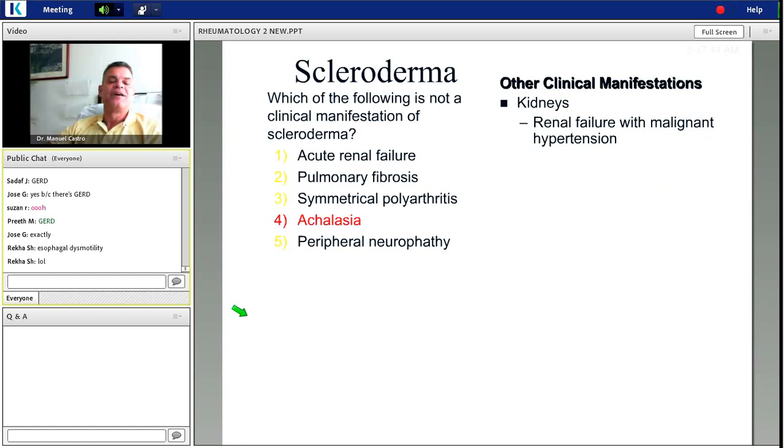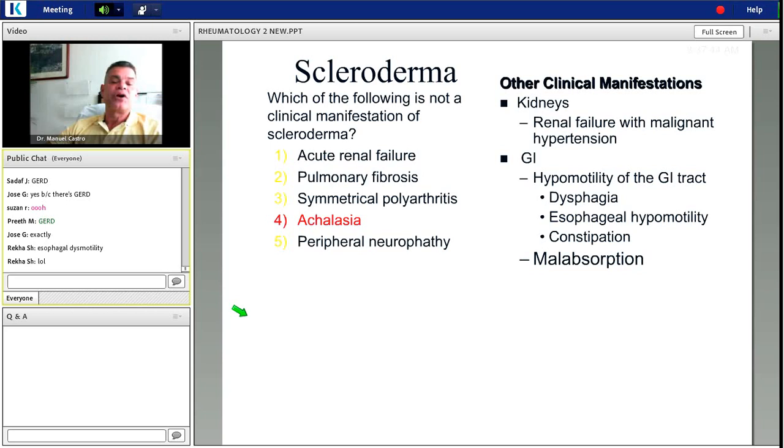Now, let's look at other manifestations of scleroderma. One of them is the kidneys. They actually can develop renal failure with malignant hypertension. And remember that in scleroderma, you have to treat based on whatever is present in these patients. If the patients have renal failure, you're going to give them an ACE inhibitor, okay? ACE inhibitor for the actual renal failure.